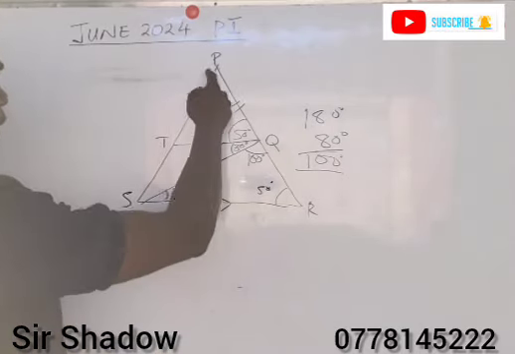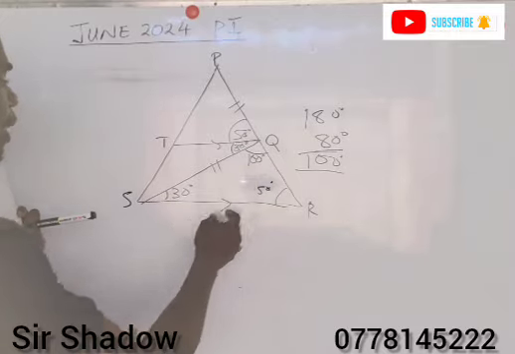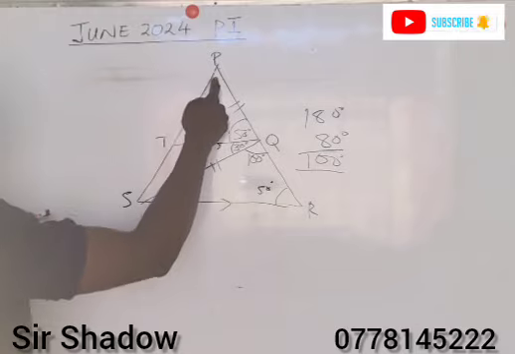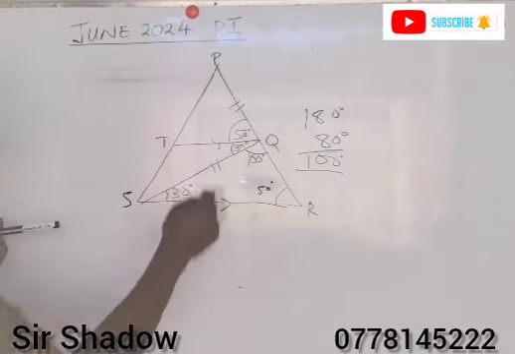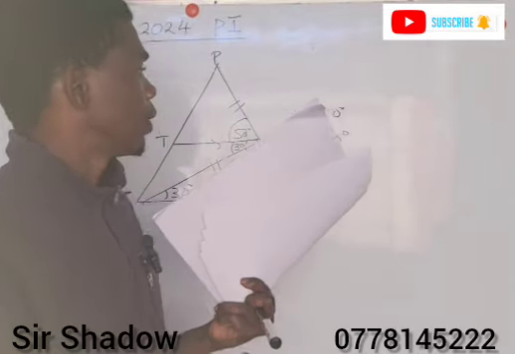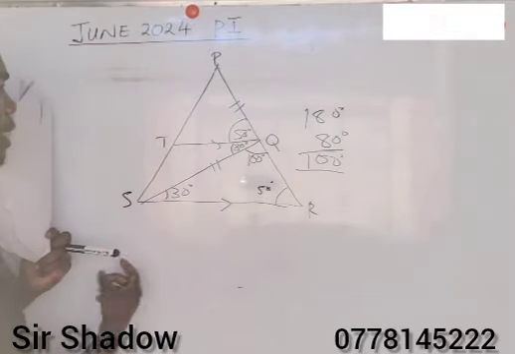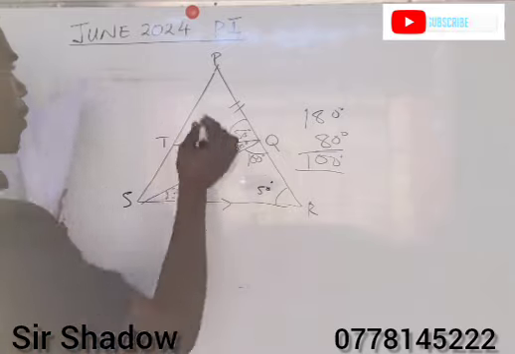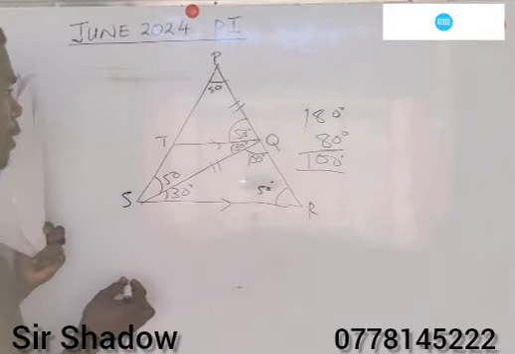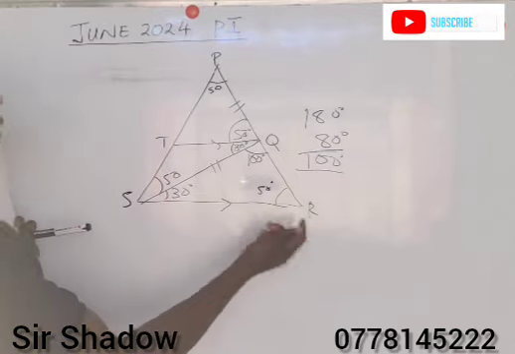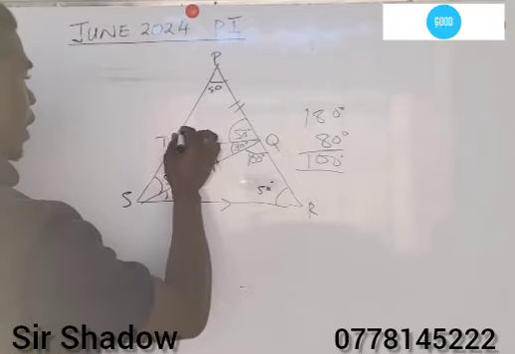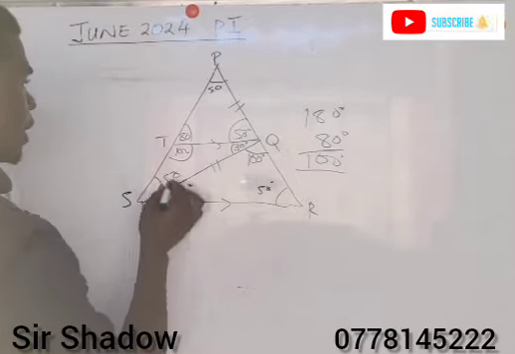But remember, PQ and SQ are equal. So which type of triangle is this? It's an isosceles triangle, meaning that this angle and this angle are equal, but we are given the top angle. So 50 plus 30 is 80, and 180 minus 80 degrees is 100. Meaning that this angle is 50 degrees, and also this angle is 50 degrees. Maybe you are now able to find this angle. 50 plus 50 is 100, from 180 is 80 degrees. So this one is 100 degrees.